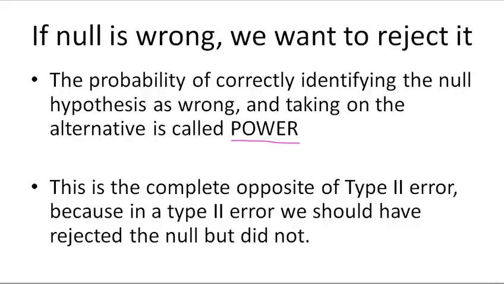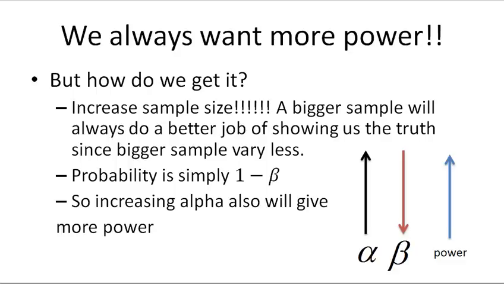So it's just a term I'd like you to know. Now, we always want more power, right? I mean, who doesn't want more power? So a big AP question that I've seen in the past is, how do you get more power? The number one answer is increase your sample size. A bigger sample will always do a better job of showing us the truth, since bigger samples vary less. I mean, just think about that for a second. If you want a better way of seeing what's true, a bigger sample should reveal that, because a bigger sample is always going to be closer to what's true.